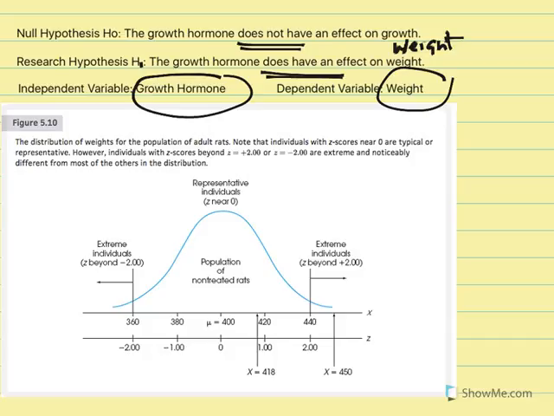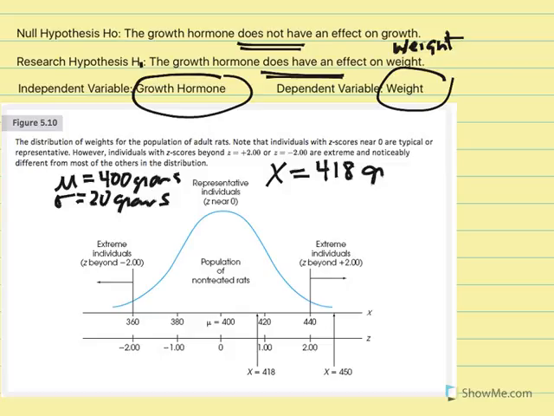So again, here's that same graph illustrating the mean in the center. The mean of the adult rats is 400 grams, and we had a standard deviation equal to 20 grams. We indicated that we took one rat at birth and administered this growth hormone, and when it reached adulthood, it weighed 418 grams. So we're going to use this value to determine if this is noticeably different, meaning was the independent variable, the growth hormone, effective in significantly increasing weight.